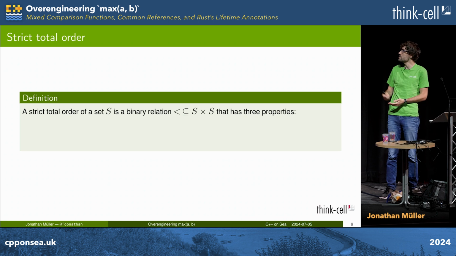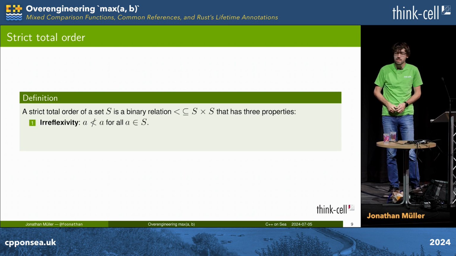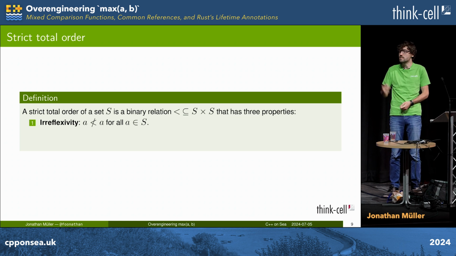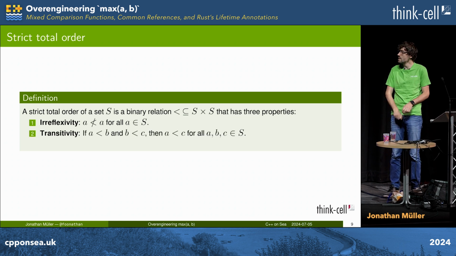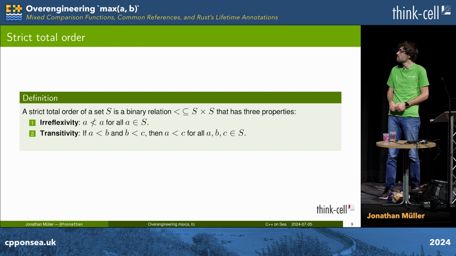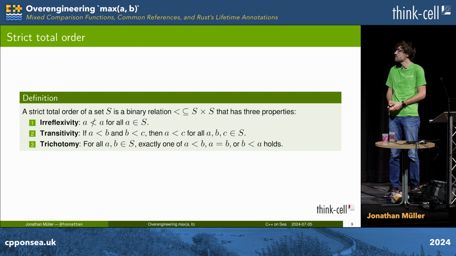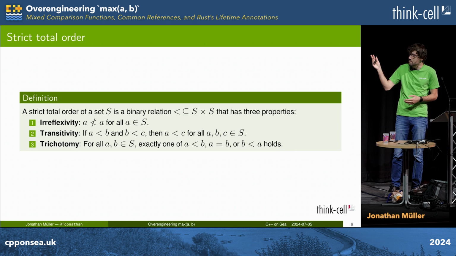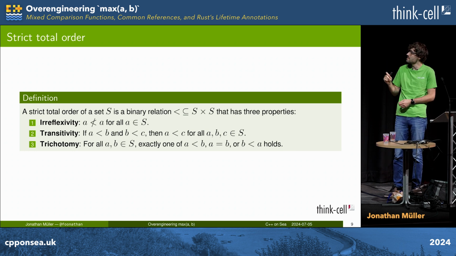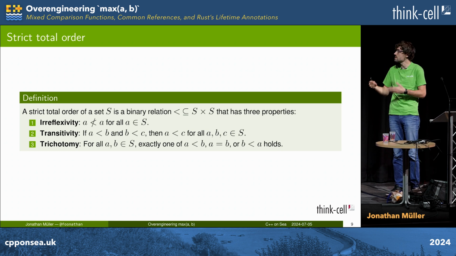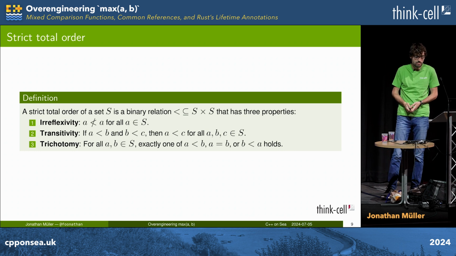And it can't just be any relation, it needs three properties. The first is irreflexivity. It's a strict order, so A is not less than A for all elements. It's less than, not less than or equal. The second is transitivity. If A is less than B and B is less than C, then A must also be less than C for all possible triples A, B, and C. And because it's a total order, we have the law of trichotomy. For all A and B in S, either A is less than B, A is equal to B, or B is less than A. All elements need to be in one of those three states, because it's a comparison.